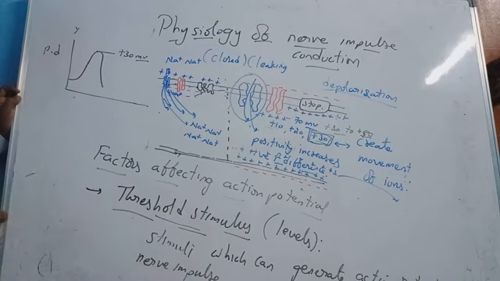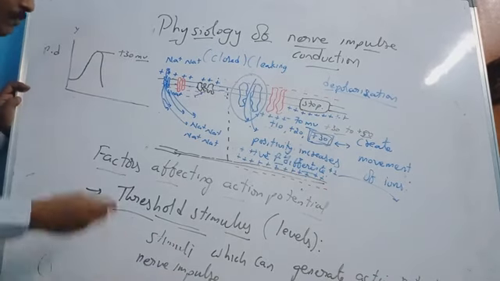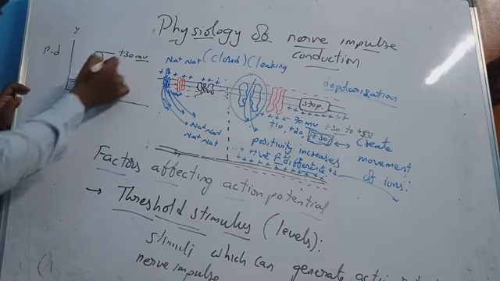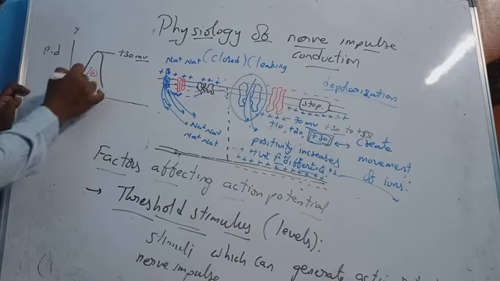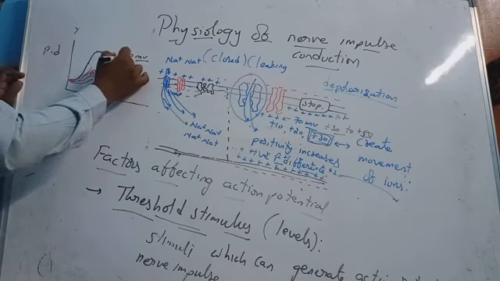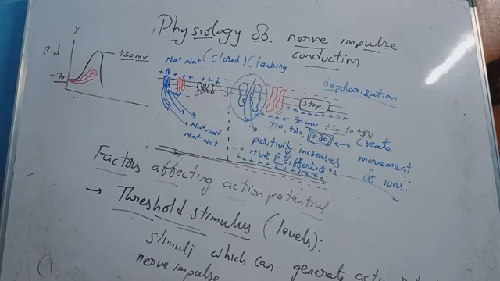Now if it is not able, for example, some stimulus will be there which can produce up to this level, but they can't go up, so this cannot produce a nerve impulse. Again, this also cannot produce a nerve impulse. The point is, this stimulus should be able to produce a potential difference of around how much? Plus 30 millivolts. From minus 70, the resting membrane potential is minus 70, it has to go to plus 30.